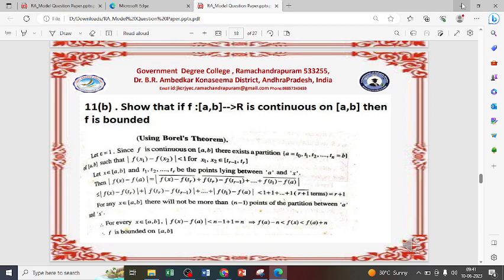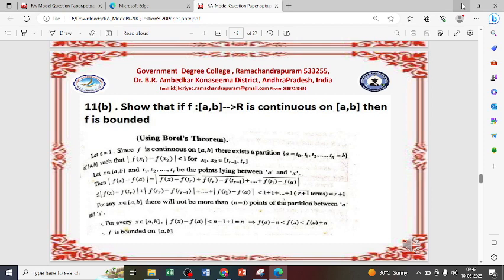Let x belong to the closed interval [a, b] and let t1, t2, etc., tr be the points lying between a and x. So we have taken a general point x between a and b, and prior to x, let us say the partition points are t1, t2, etc., tr between a and the general point x.